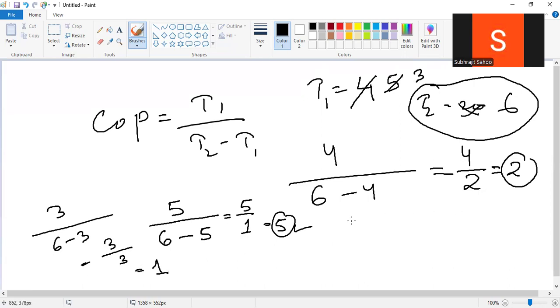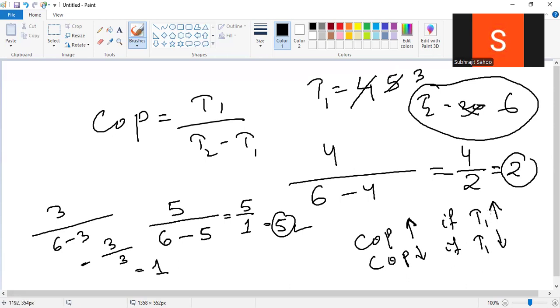What conclusion can we draw from this explanation? COP value increases if T1 value increases, and COP value decreases if T1 value decreases. T2 is fixed; I just gave several situations. By varying the T1 value to 4, 5, and 3, I got different COPs. The conclusion is COP increases if T1 increases, and COP decreases if T1 decreases.